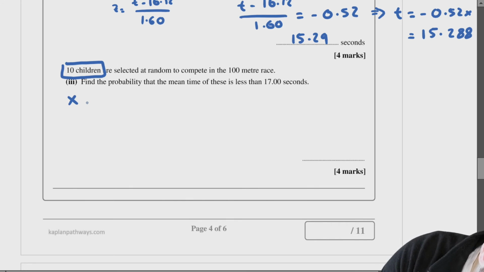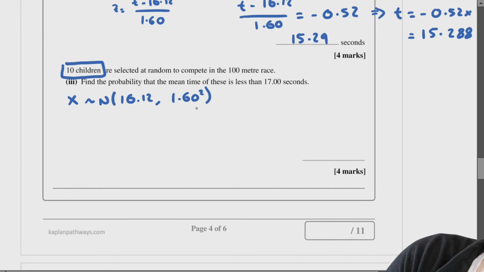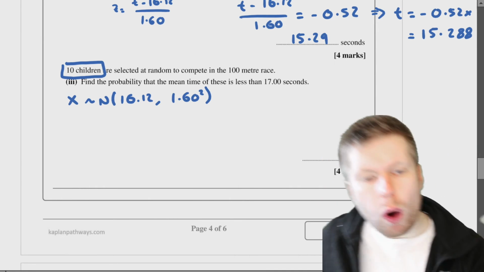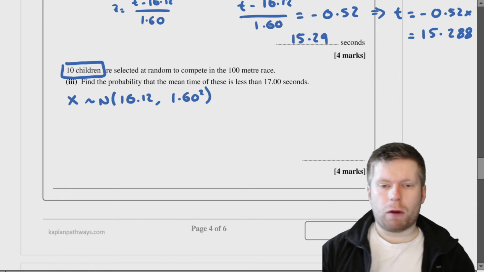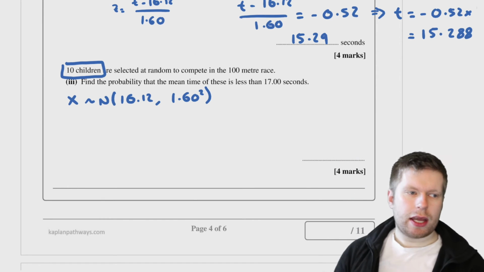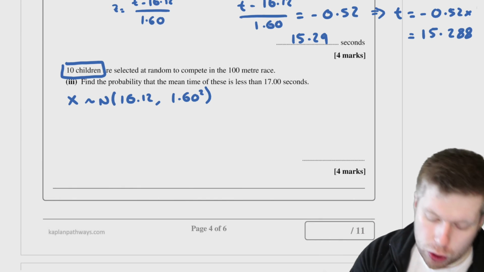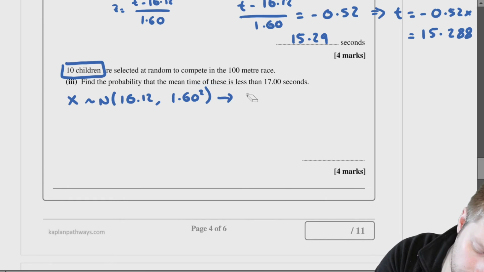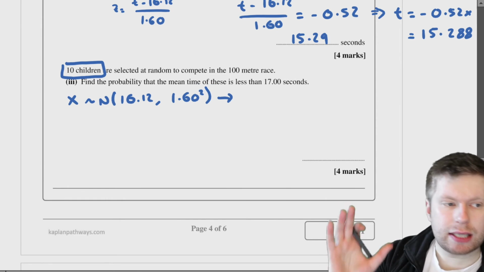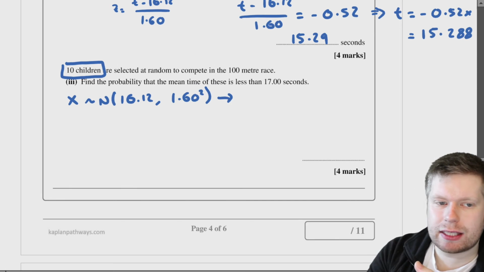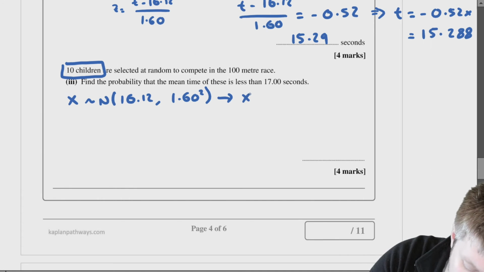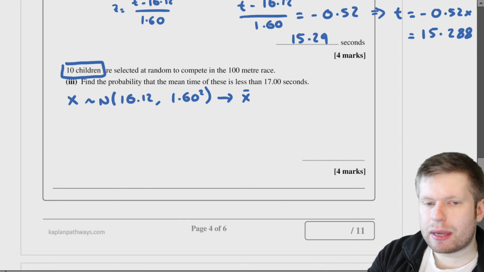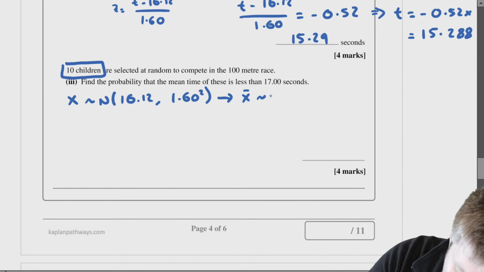So I've got x is normally distributed, 16.12 is the mean, and 1.60 squared is the variance. This is just for one child. They have a mean of 16.12 and 1.60 is the standard deviation. I'm now looking at 10 children, and I'm taking the mean time of these 10 children is less than 17 seconds. So I'm trying to find x bar, and in this case, x bar represents the mean of these 10 children. It's still going to be normally distributed.